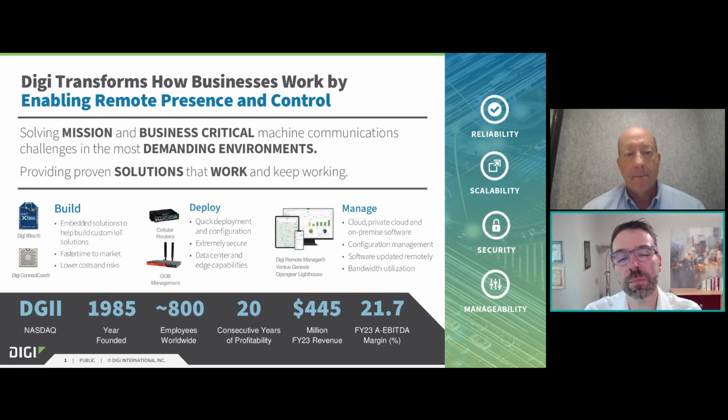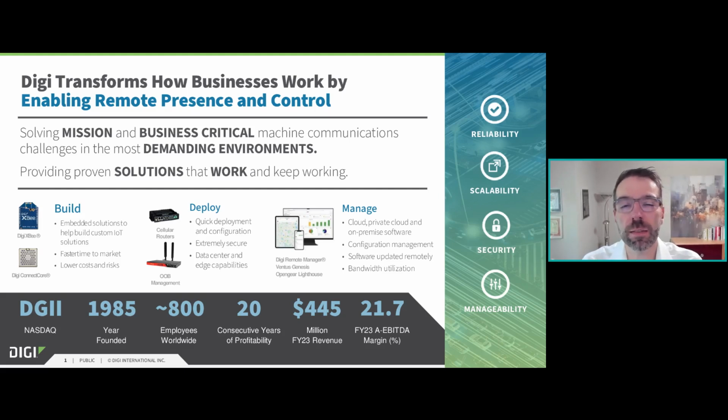You're probably asking, who's Digi, and why are we on the panel today? When you look at Digi, we're a US-based IoT solutions company. We're based in Minnesota. We're publicly traded, and we've been in the market for almost 40 years. Back then, it wasn't called IoT. It was called M2M prior to IoT, and before that, it had various names. So what we do is we solve mission and business-critical communication challenges for our customers by securely connecting machines, people, and places together. So we're the plumbers behind our customers' IoT solutions.